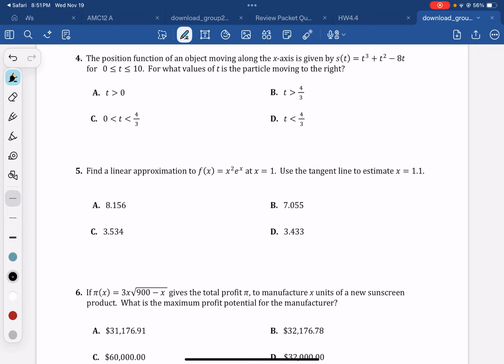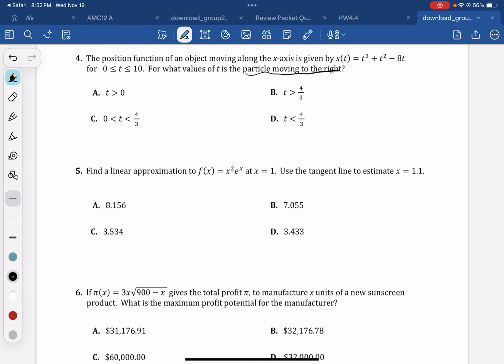The question says the position function of an object moving along the x-axis is given by s of t equals t cubed plus t squared minus 8t, for t greater than or equal to 0 and less than or equal to 10. For what values of t is a particle moving to the right? So we basically know that the particle is trying to move to the right.